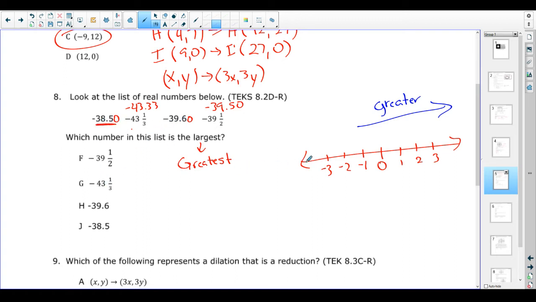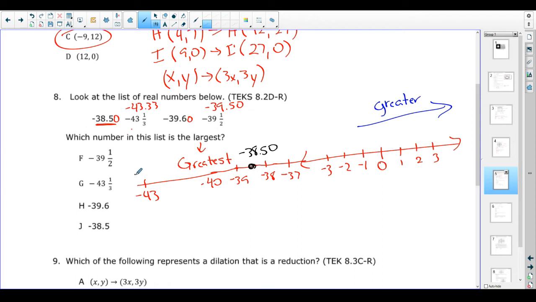Because if we made our number line, if we went all the way out, this would be 37, 38, 39, negative 40. If we kept going, this would be negative 43. And then the one furthest to the right would be negative 38.50.